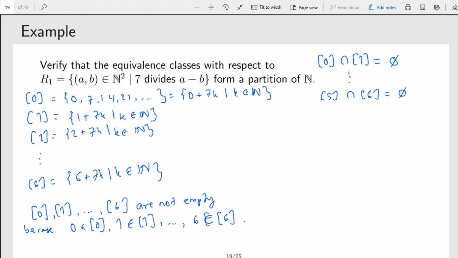And finally, the union. What is the union of these? In fact, a natural number must be in one of these, right? So therefore, this is equal to the natural numbers. So it is easy to see that the equivalence classes of R1 form a partition of the natural numbers.